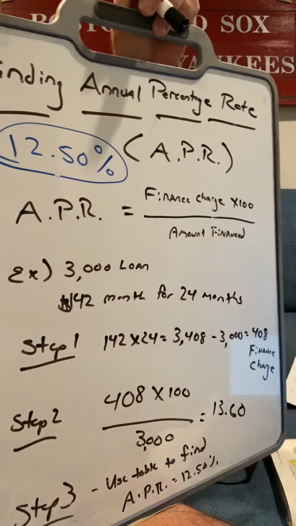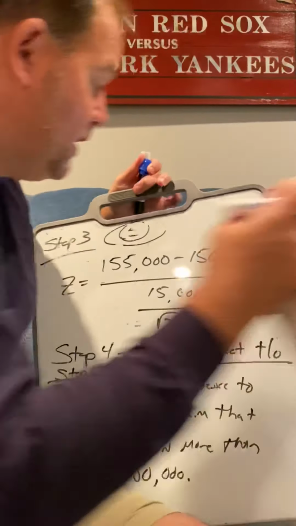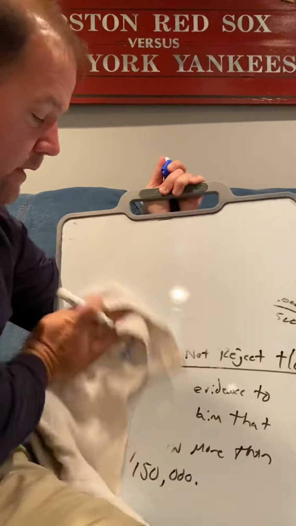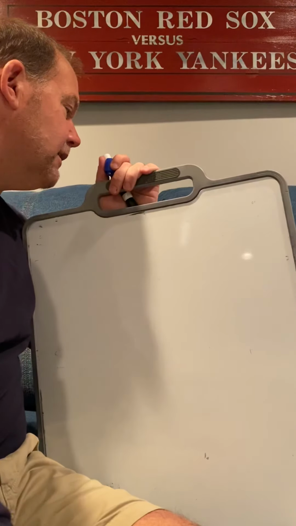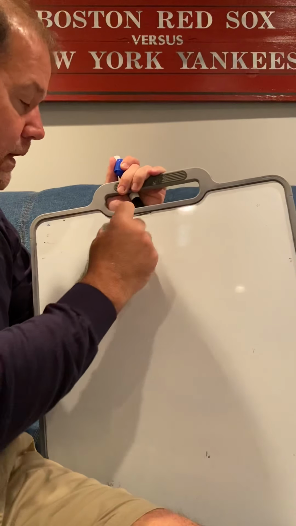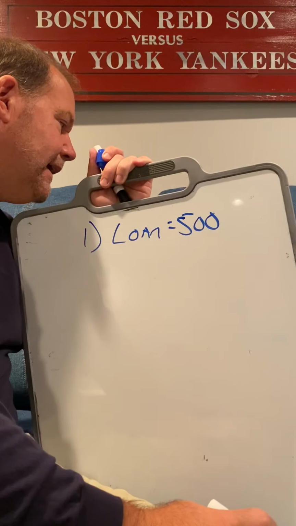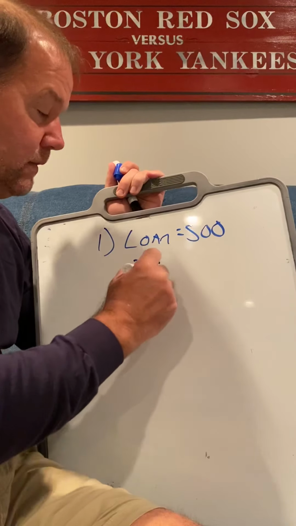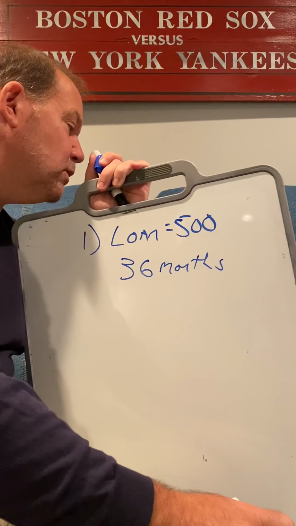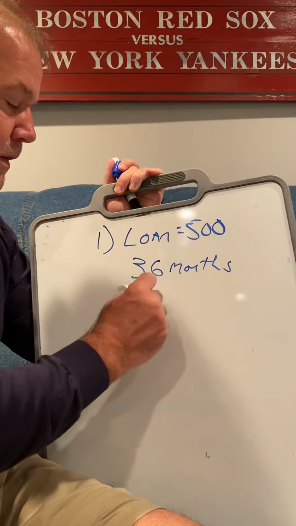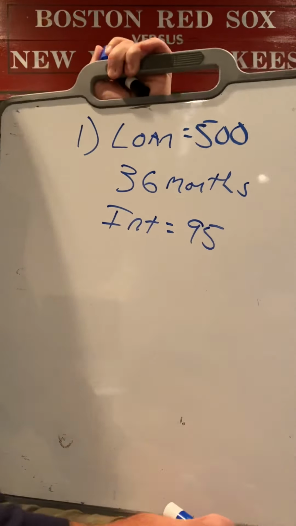Okay. So we will do one more together. And this one comes from the worksheet that I gave you, number 1. And in that worksheet, it says, find the APR on a loan of $500. So our loan is $500. And it's going to be repaid in 36 months. So for 3 years. The total interest was $95. So the nice thing about this problem is they gave us the interest.